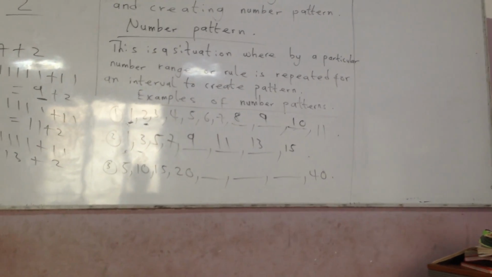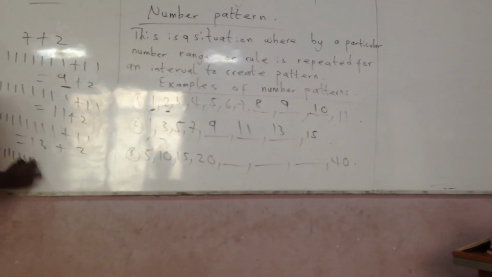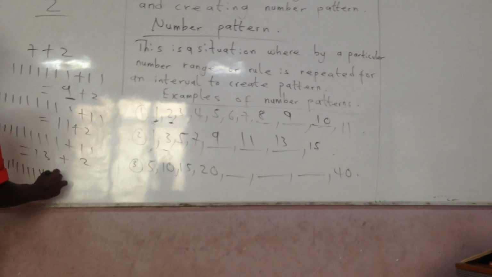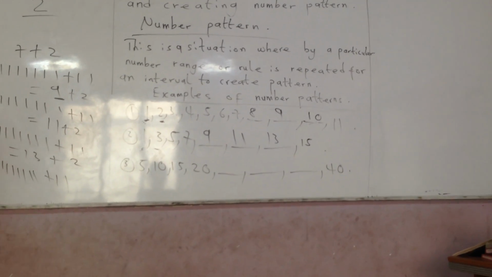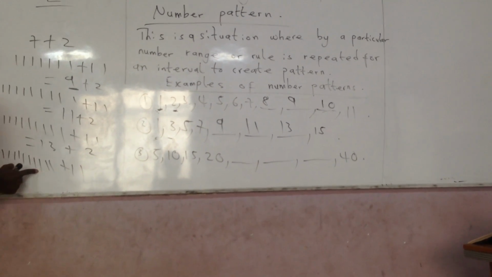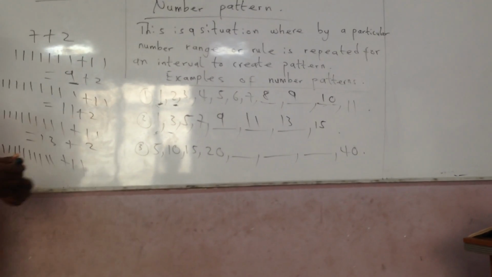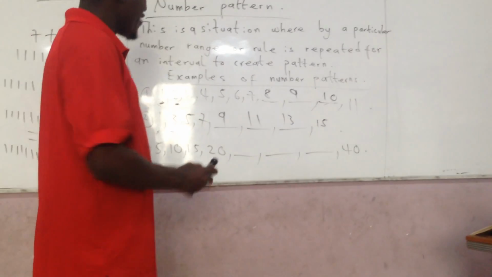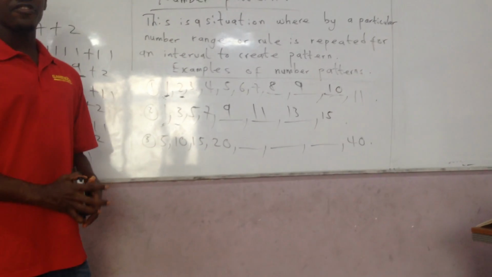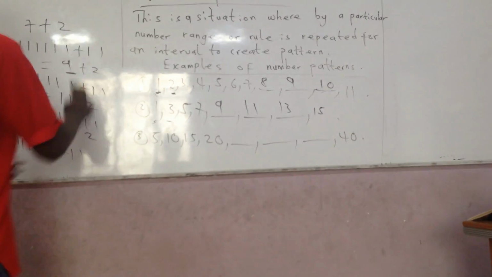Let's count 13: 1, 2, 3, 4, 5, 6, 7, 8, 9, 10, 11, 12, 13, plus 2. Let us count together: 14, 15. So we can see that with the use of the rule, we have been able to find our number pattern. Let's go through the last example.